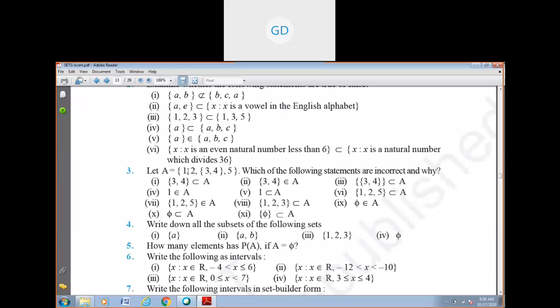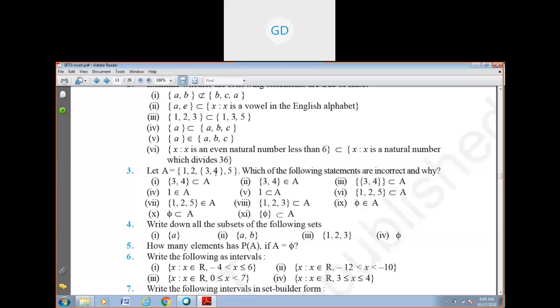Here a set is given, A, which consists of 1, 2, again within second bracket 3, 4, then 5. If you observe this set, it's a collection of some elements. The elements 1, 2, 5 are okay, but a different type of element is included here, that is, in set form, 3 comma 4.